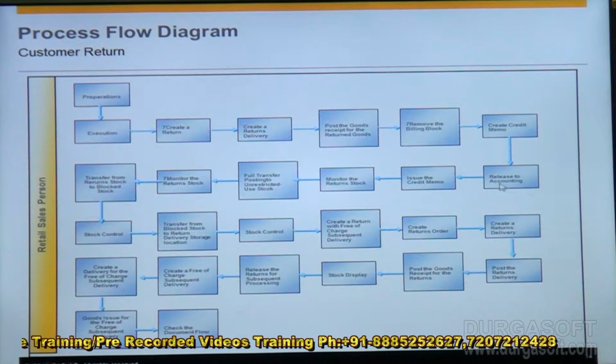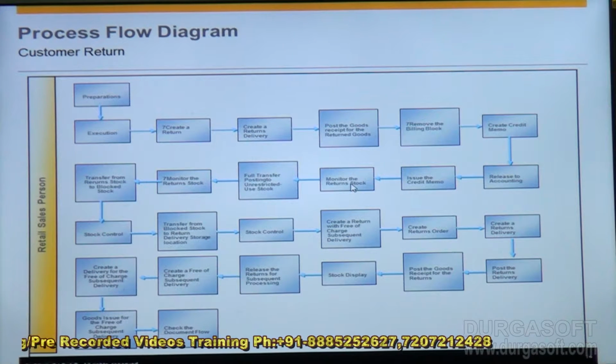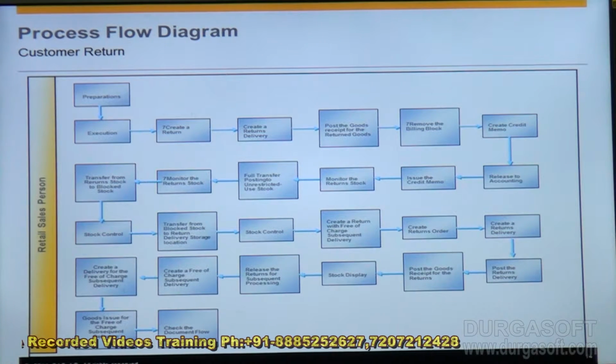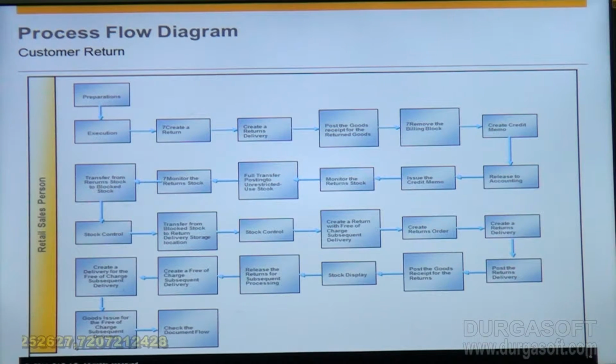Once it's done, we can release to accounting, check the credit limit, and monitor the return stocks, fully transferred, which has some return restrictions. Then monitor the return stocks, transfer from return stock to blocked stock, then stock control, transfer from the blocked stock to the return delivery storage location. As well, we have stock control, create a return with a free of charge subsequent delivery, credit returns and returns delivery time.